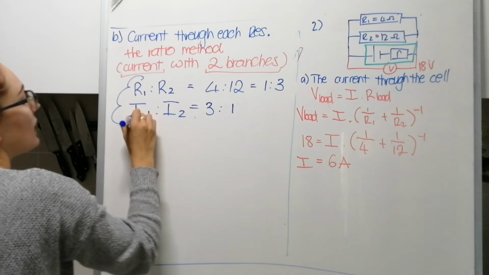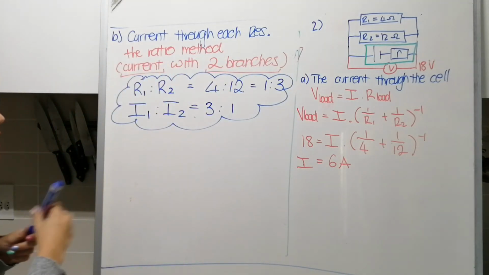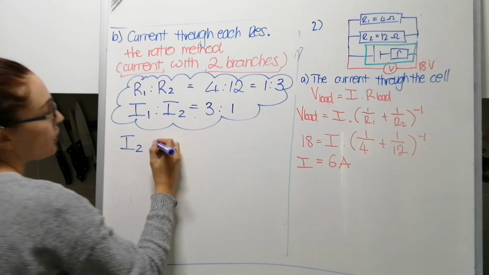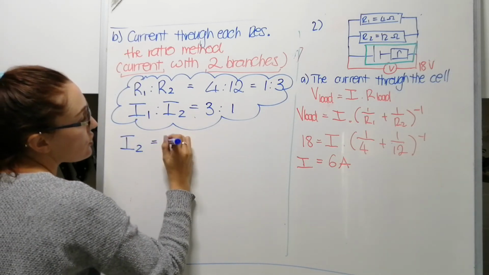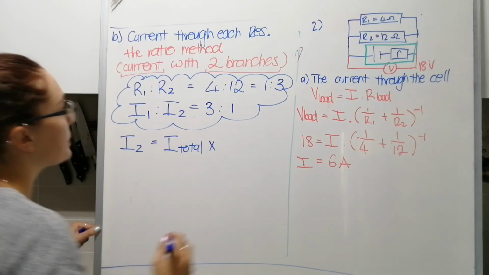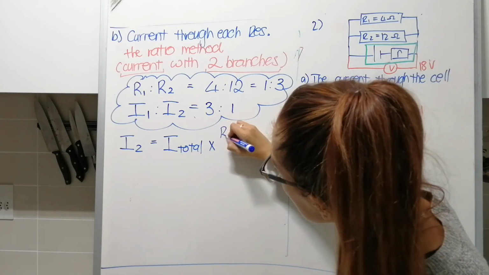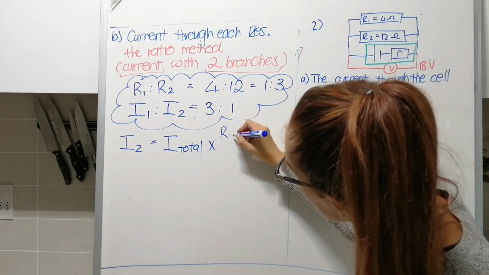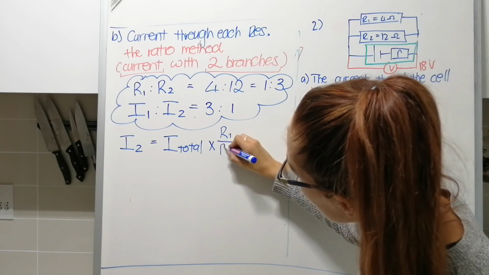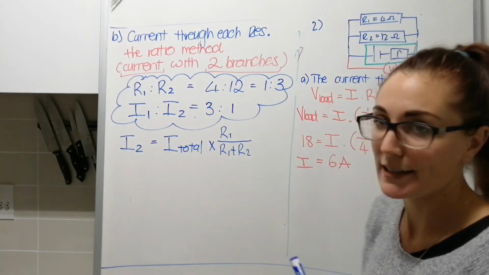This is the logic. Now in terms of the method, the little recipe that you can use, if you want to know the current in branch 2, you're going to say that is equal to the total current multiplied by the resistance in branch 1 over resistance in branch 1 plus resistance in branch 2. It's a little bit tricky.